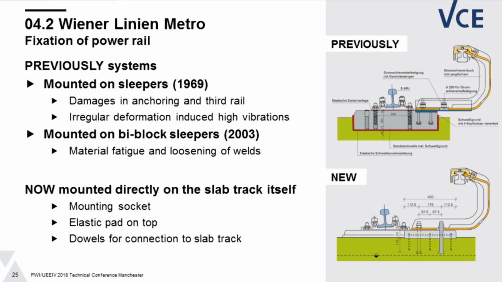Basically, the new system now includes the installation of the power rail not on the B block, but directly on the slab track, which has the benefit that the vibrations induced from the wheel are lower because we have the damping element underneath the B block, and the dowels are fixed in this base plate, and this is the new system.